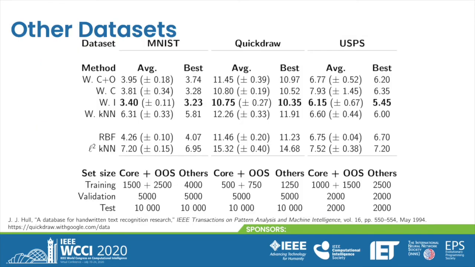Here are the results on more datasets. So you have the MNIST dataset, which we just saw, the QuickDraw dataset, which is provided by Google, which consists of shapes that are a little bit more complicated than the digits, of various objects, buildings, people, actions, and then the USPS digit dataset. And you can here again see that the Wasserstein kernels perform in general much better than the classical RBF kernel.